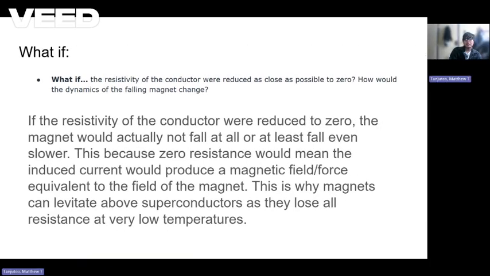So what if the resistivity of the conductor were reduced to 0? Well, this would mean the magnet would just not fall at all, or at least fall even slower than before, because zero resistance would mean the induced current would produce a magnetic field force equivalent to the field of the magnet, since no resistance is reducing the induced current. This is why magnets can levitate above superconductors, as they lose all resistance at very low temperatures.